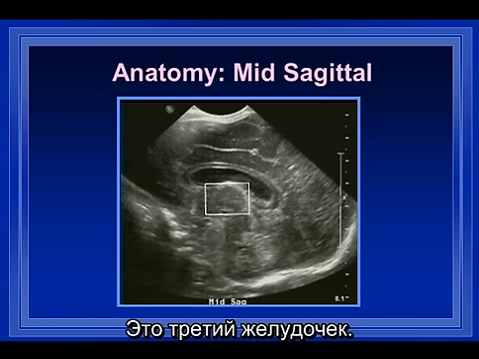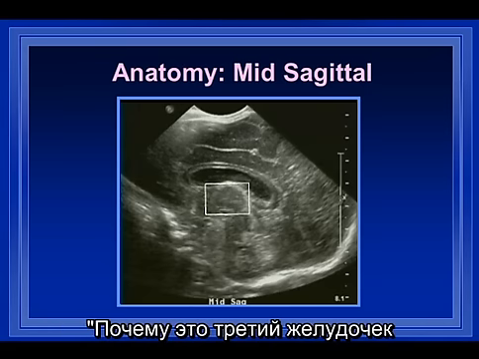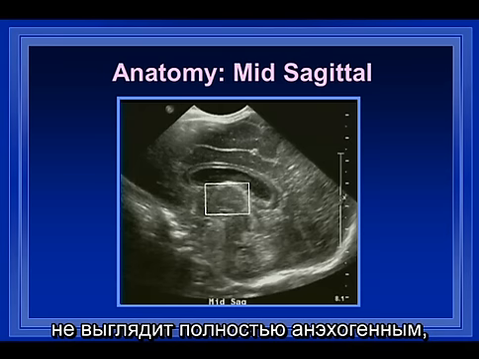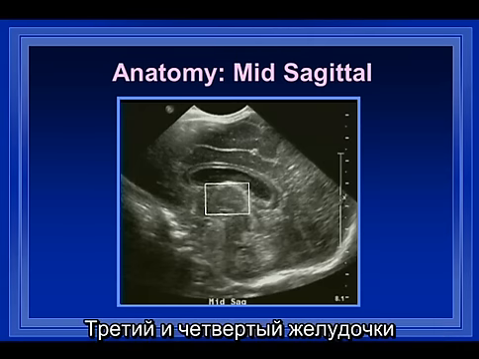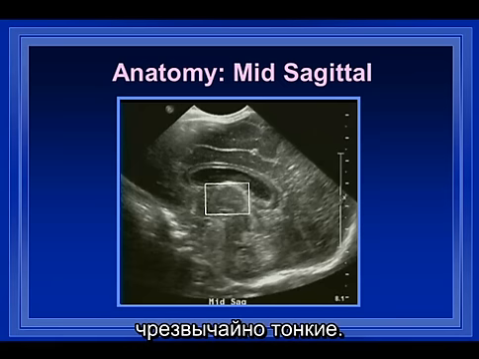This is the 3rd ventricle, and you might question, why does this 3rd ventricle not look quite as anechoic as the fluid that's in the cavum septum pellucidum and the cavum vergae? The 3rd and 4th ventricles are extremely slender.